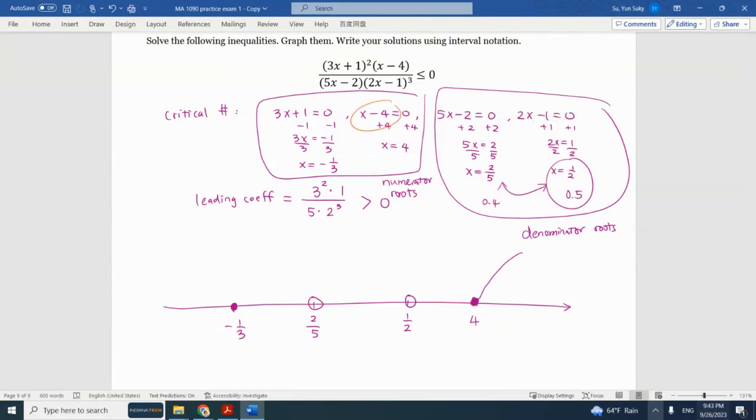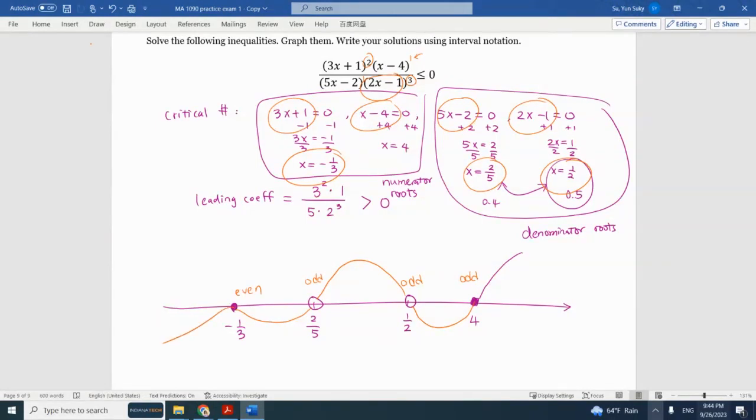Where is 4? 4 corresponds to the factor x minus 4. Do you see the multiplicity is 1, odd? So you cross. And then 1/2. Where's 1/2? Oh, here. It corresponds to the factor 2x minus 1. The multiplicity is 3, odd. So we cross. 2/5 corresponds to the factor 5x minus 2. The multiplicity is 1, odd. So we cross. Minus 1/3 corresponds to 3x plus 1. Multiplicity is 2, even. We bounce off.